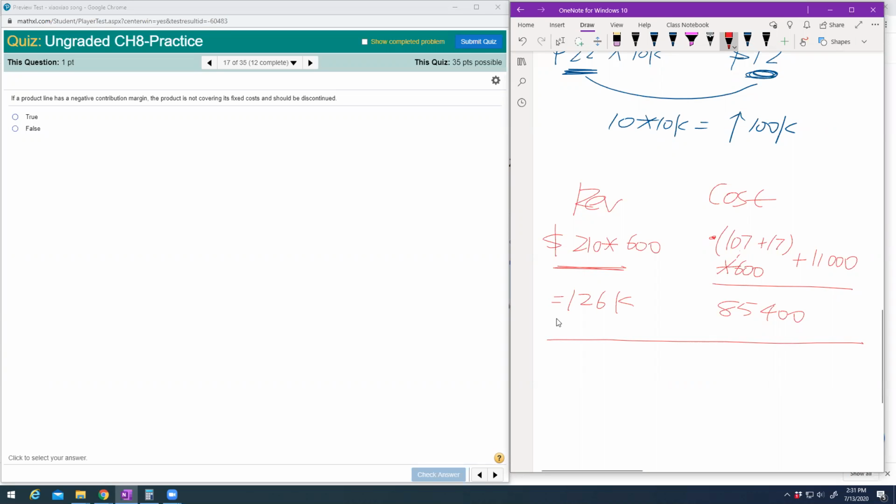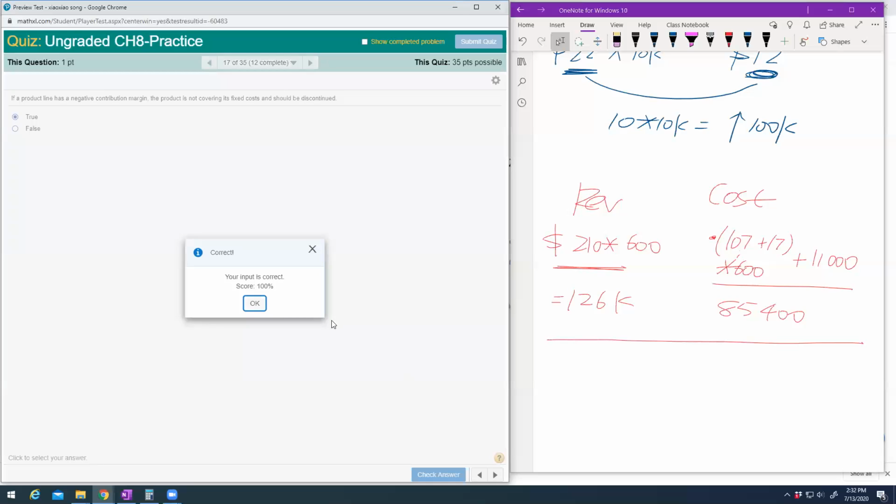Next one, we talk about whether we should discontinue a product or department, yes or no. Our rule is if the money that will be saved from the avoidable fixed cost is more than the money we will lose from the contribution margin, then we should discontinue it. Otherwise, we should not discontinue it. So if a product line has a negative contribution margin, the product is not covering its fixed cost and should be discontinued, right? Yeah, that's right. If the contribution margin is already negative, and you cannot cover the fixed cost, you should discontinue it.